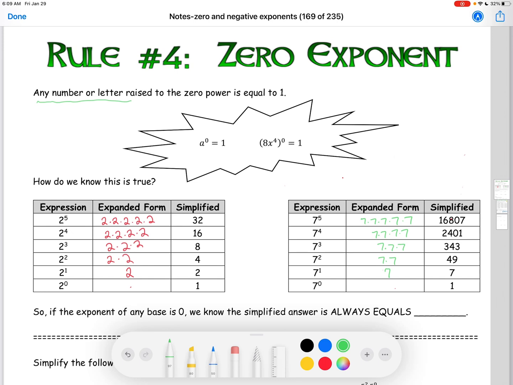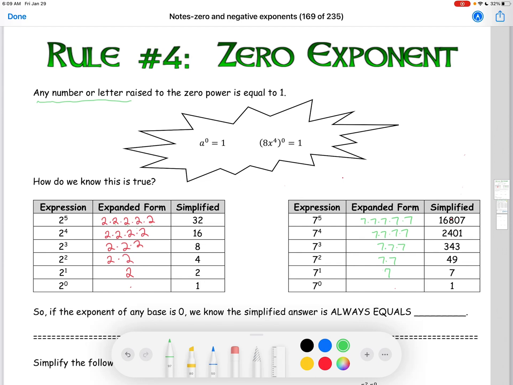Because if we look at 2 to the fifth, that means 2 times 2 times 2 times 2 times 2, that's 32. And then if we go down to 2 to the fourth, that's 2 times 2 times 2 times 2, that's 16. 2 to the third, 2 times 2 times 2, that's 8. 2 times 2 is 4. Of course, we have 2 to the first power, that's just 2. And then 2 to the 0, there's really no way of writing that. It's just 1.